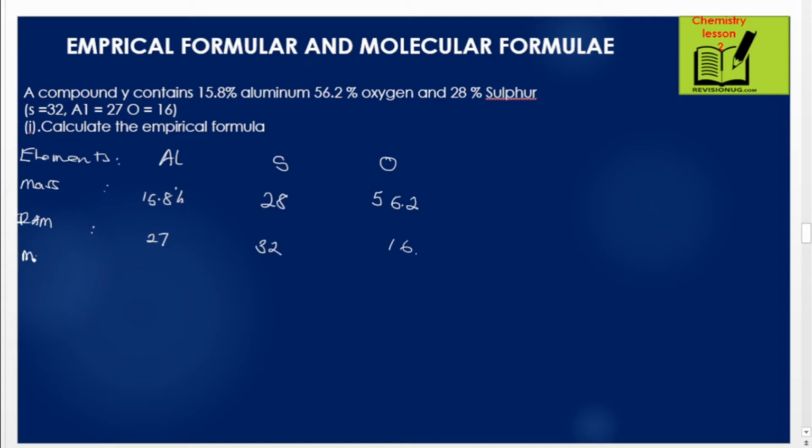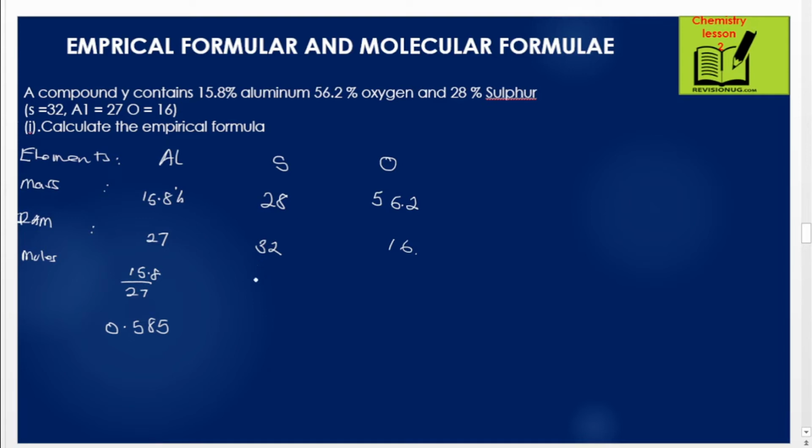What next is to get the moles. How do you get the moles? The upper one divided by the lower one. Now 15.8 divided by 27. Let us divide that and get the answer. What do we get? We are getting 0.585.